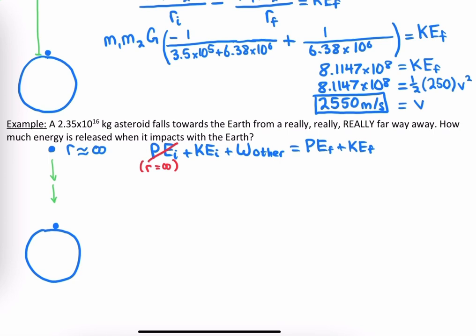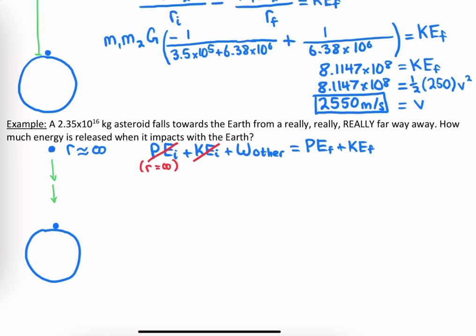It doesn't explicitly say it in the problem, but this feels to me like this asteroid is being dropped. It's not thrown, fired, or sent towards Earth. It falls towards Earth. So that gives me the sense that this thing starts with no initial velocity. It's out there in space, just floating, and gradually it gets pulled closer and closer to Earth. So I'm going to say its initial kinetic energy is zero.